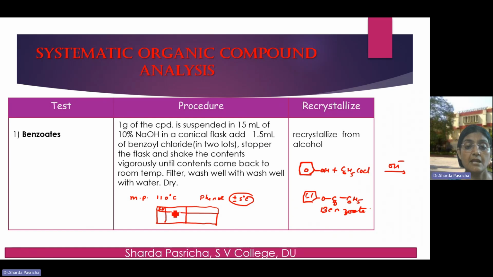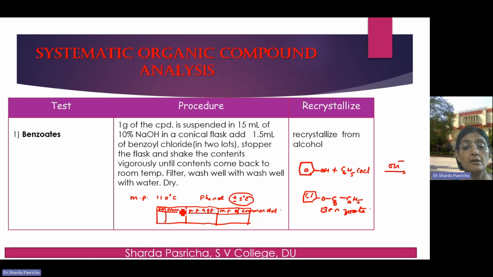Then, what will be the name of the compound? What is the probable name of the compound? Then what is the melting point or boiling point of the compound? Then, what is the melting point of the common derivative, not boiling point, because we have to prepare a crystalline derivative of the compound, the common derivative, and note its melting point.